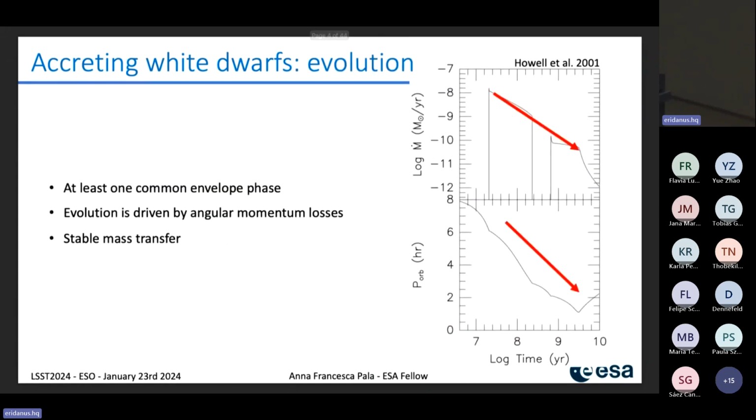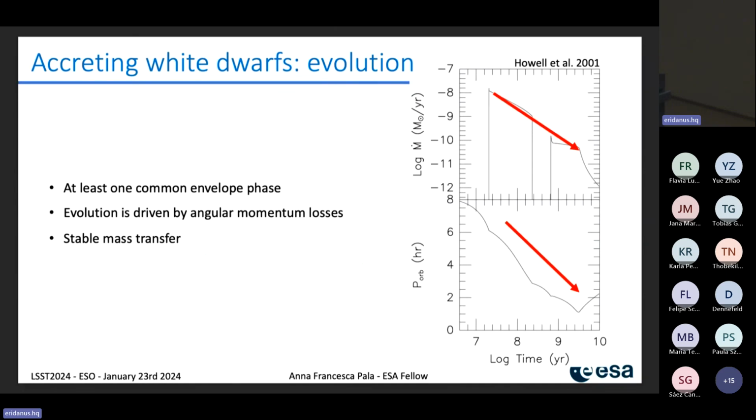So first of all, in accreting white dwarfs, we can directly constrain all the key ingredients of the models of compact binary evolution. Because accreting white dwarfs descend from at least one phase of common envelope, their evolution is driven by orbital angular momentum losses. And these orbital angular momentum losses continuously shrink the system, keep the donor in touch with its Roche lobe, set the mass accretion rate onto the white dwarf, and ensure the stability of the mass transfer process.